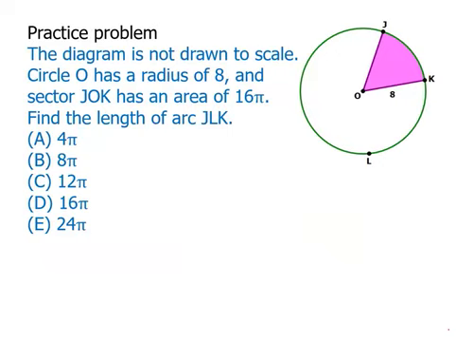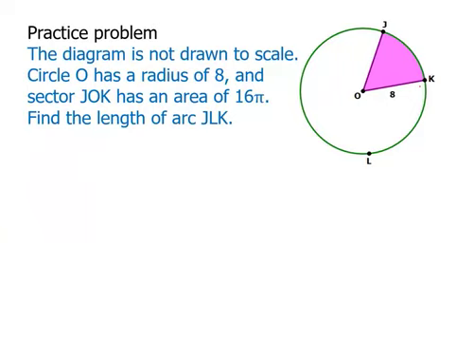Here's a hard practice problem. Pause the video and then we'll talk about this. Okay, we're told the diagram is not drawn to scale. We know the radius of the circle, it's 8, and we know the area of that sector. That sector has an area of 16 pi. And notice that we want the length of JLK. JLK is this arc all the way around the circle.